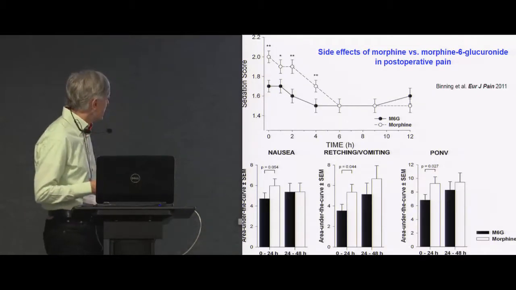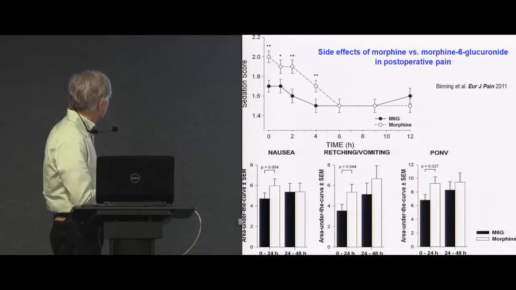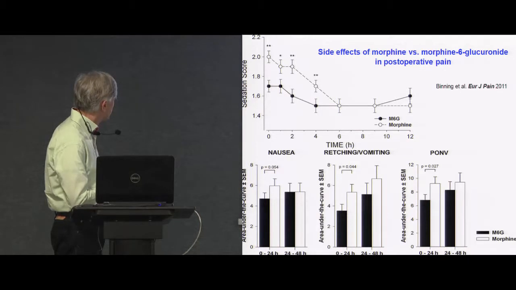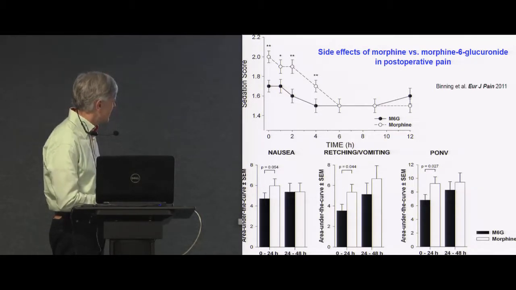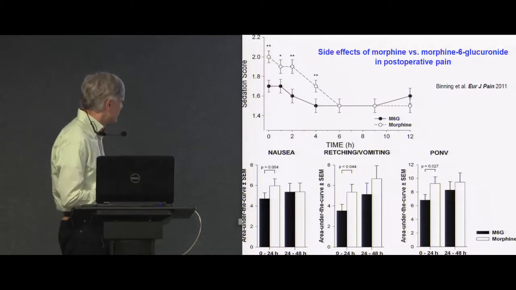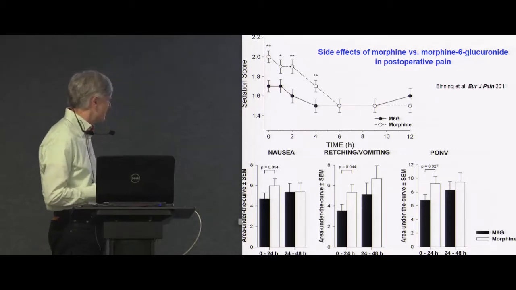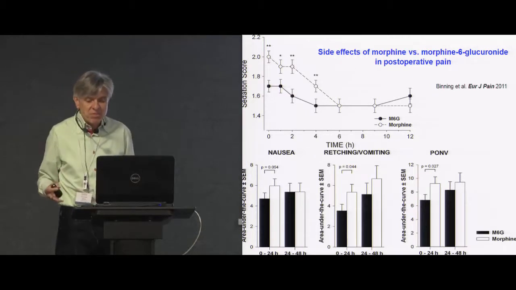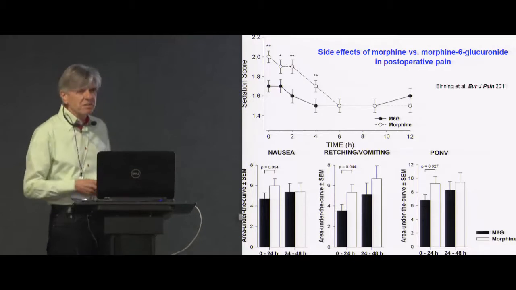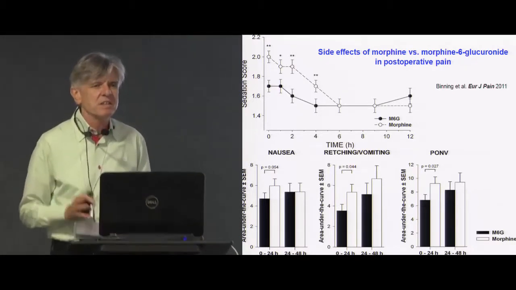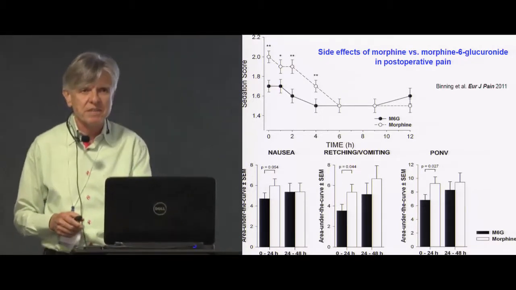But when you look at the side effects, it's interesting to see that morphine causes higher scores of sedation than M6G. It causes higher scores of nausea, higher scores of vomiting, and higher scores of postoperative nausea and vomiting together. So this is really pretty positive, if you will. It's not a huge effect, but you can see that there is clearly a significant reduction of side effects by this M6G.